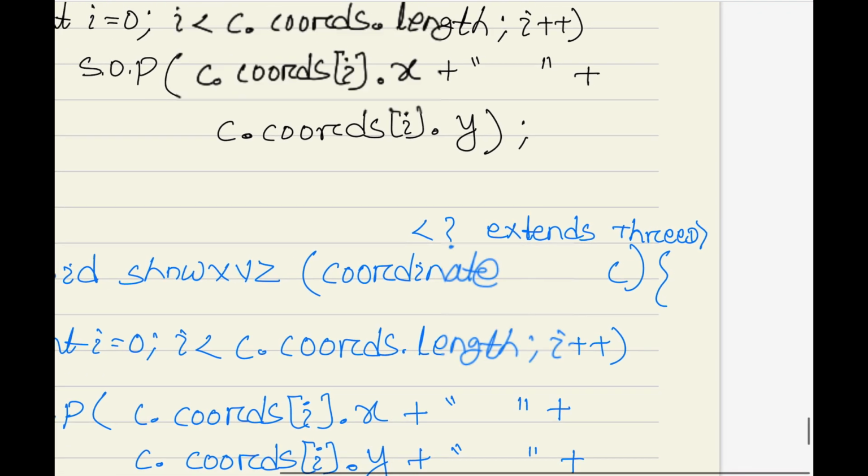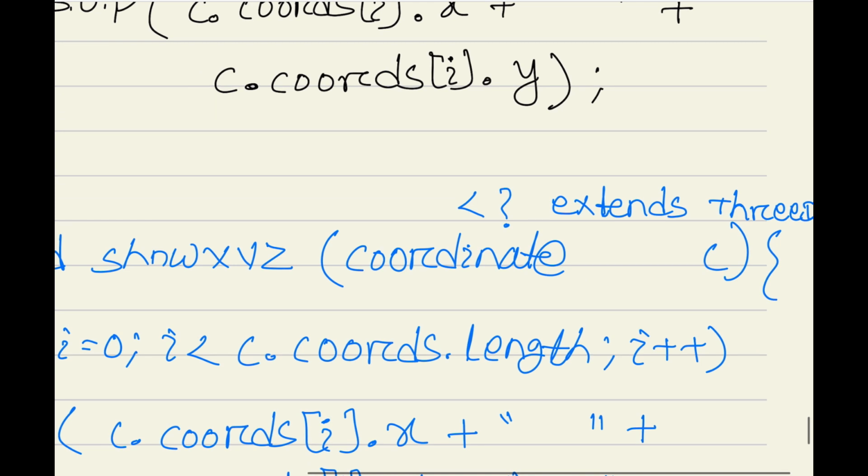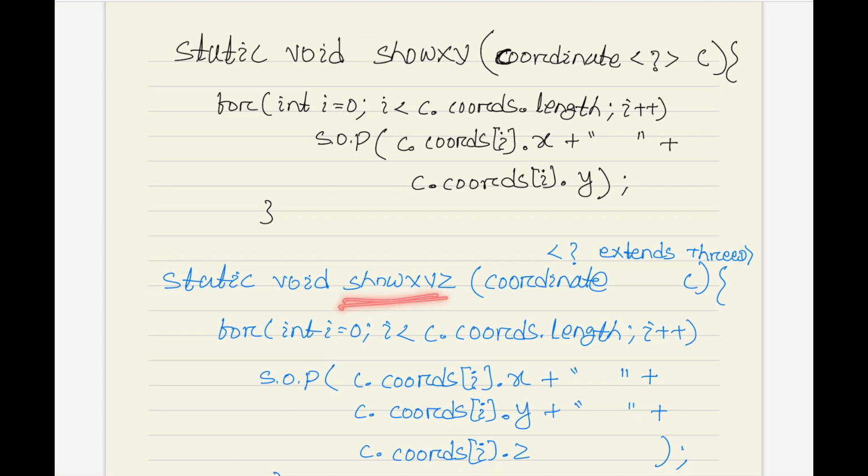So if we want to invoke this showXYZ method using a 2D object, then the compiler is going to throw an error, or we can say the compiler is going to prevent the 2D objects from invoking this method, and it is going to allow the 3D objects and 4D objects to use this showXYZ method, or to call the showXYZ method.